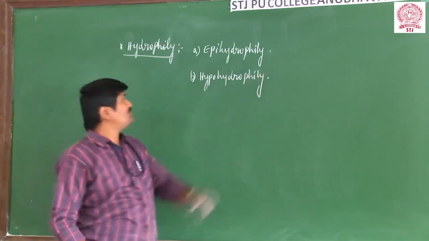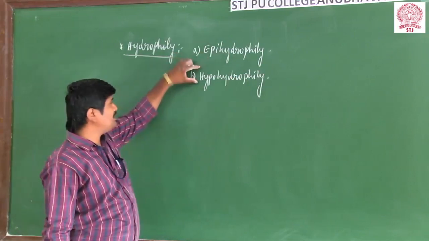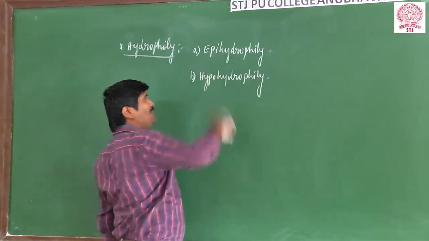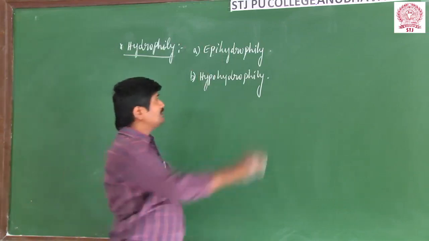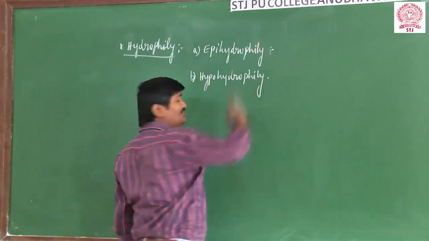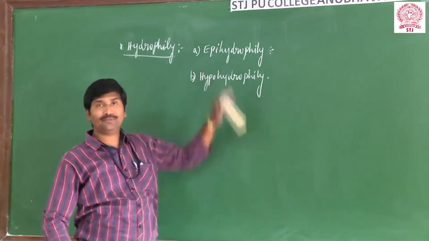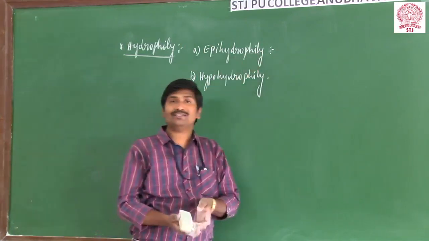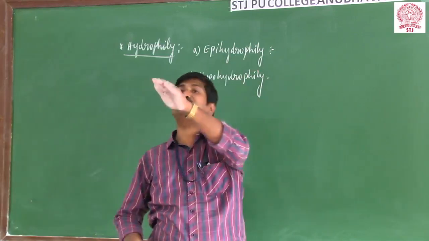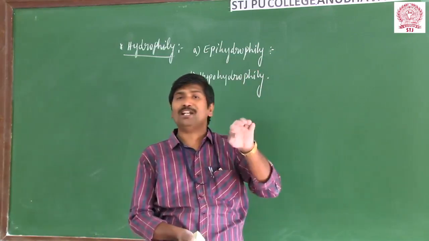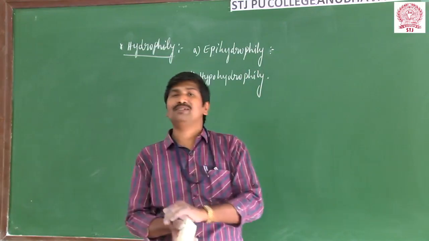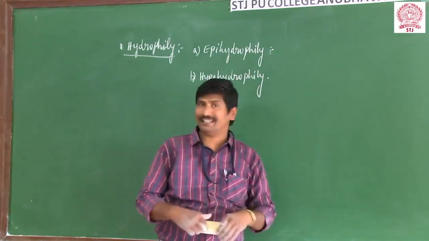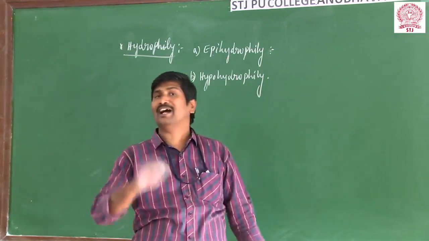It is of two types, epihydrophily and hypohydrophily. So what is the epihydrophily? The epihydrophily means, epi means up. The pollination takes place on the upper surface of water. When the pollination takes place on the upper surface of water, that is known as the epihydrophily.